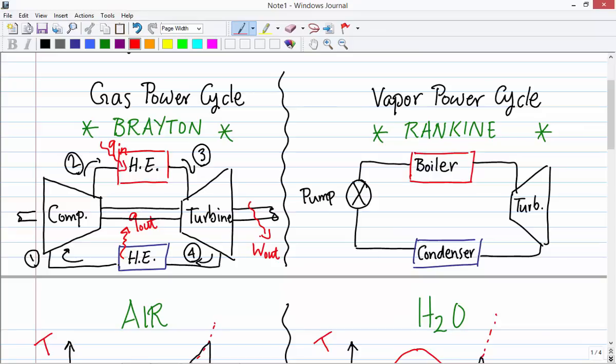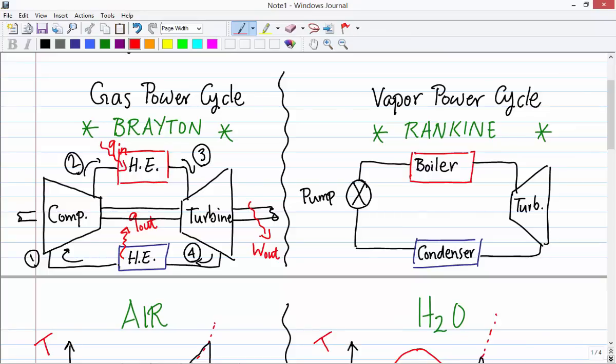If you check our lecture about the Brayton cycle, you'll see all the equations. This work, W net out, equals W produced by the turbine minus W consumed by the compressor, because they are installed on the same shaft.